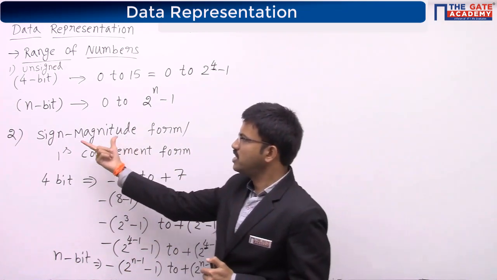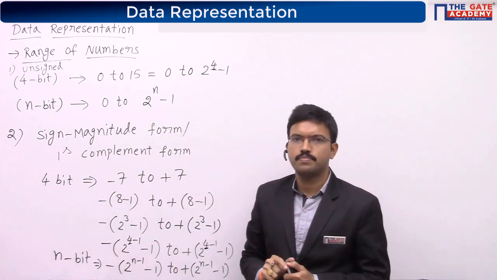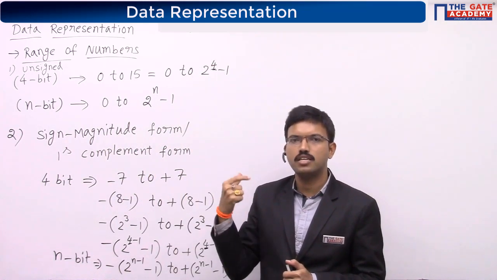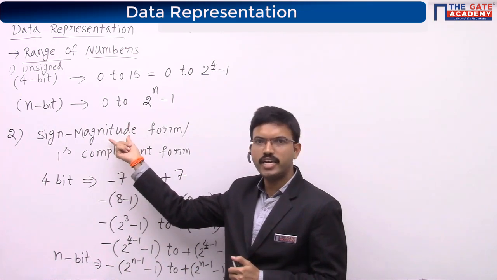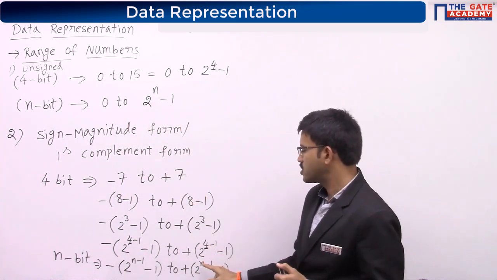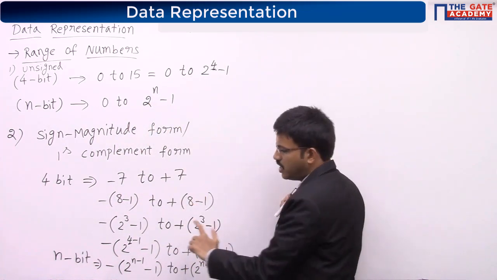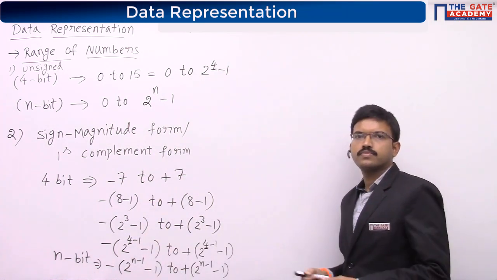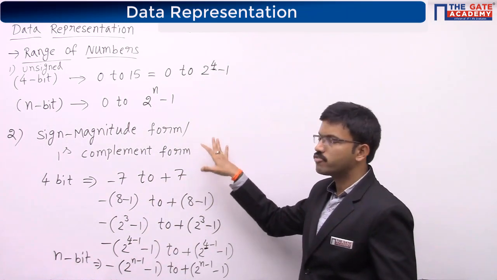Among n bits, we reserved 1 bit for sign. The remaining n minus 1 bits we use for magnitude, right? So in the place of n, substitute n minus 1, and you will get the positive maximum. Similarly, you will get the negative maximum. This is for the sign magnitude form or 1's complement form.